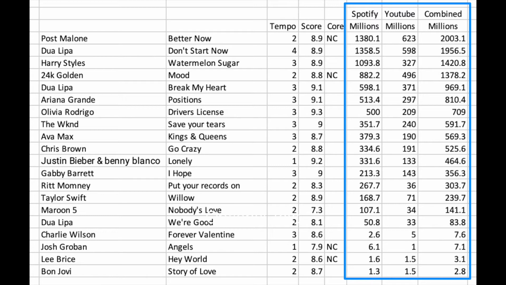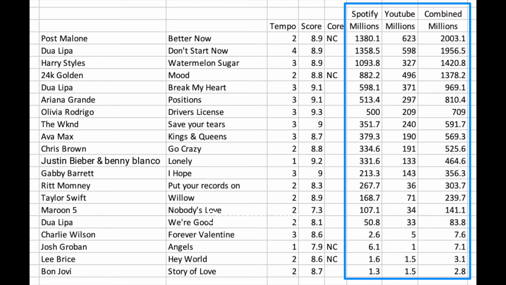So I've resorted this list, and I've taken the plays on Spotify and the plays on YouTube and added them together. And when you're looking at this, these are in millions. If you see 1380 for Post Malone and Better Now, that's 1,380,000,000 Spotify listens. And on YouTube, 623 million. So people have listened to that song on Spotify and YouTube when you add them together 2 billion with a B, billion times. That is monstrous.